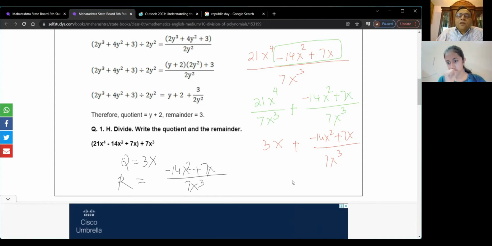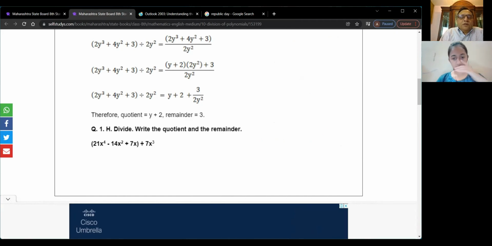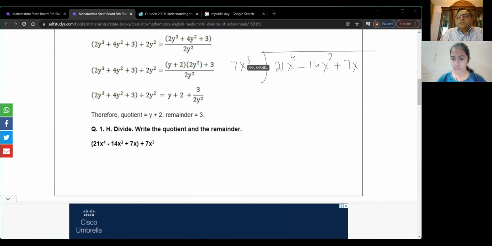Let me show you how you do it with long division. Let me clear this. So we have this question which is 21x to the power of 4 minus 14x square plus 7x, and we are dividing this by 7x cube. So the first term can be easily divided by 3x, right? So you get 21x to the power of 4. This remainder being 0, you can bring down the next term, which is minus 14x square.